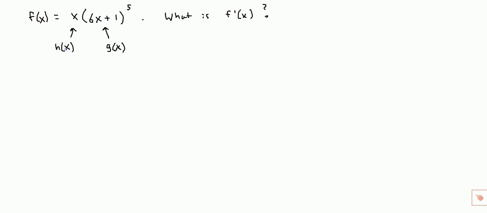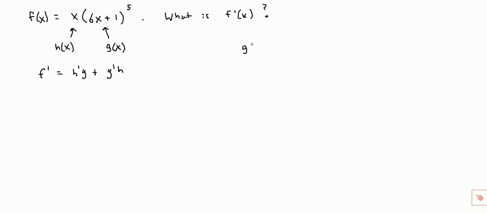And these, you can call these whatever you want. I called them h and g. It'll just be a way to hopefully make the problem simpler. So with the product rule, f prime is going to be h prime times g plus g prime times h, right? That's just the product rule. And what's going to be hard? It's going to be finding g prime, right? G prime is going to involve the chain rule.